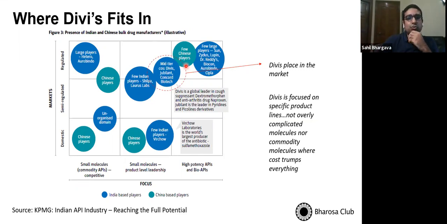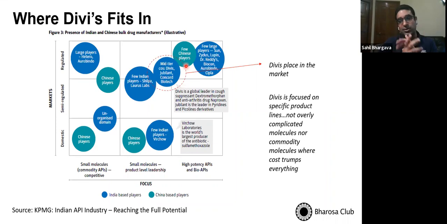And, you know, why aren't they making the simple products? Because the simple products are going to be made by cost leaders, large companies that can make these products at very low costs, because they're simple products that don't need a lot of know-how, and Divis is not large enough to do that. So they're forced to focus on these mid-range products, and they don't have the technical abilities to make the high potency and complicated products.